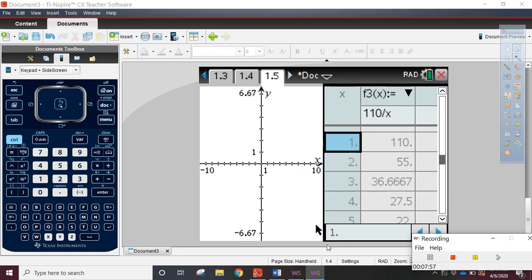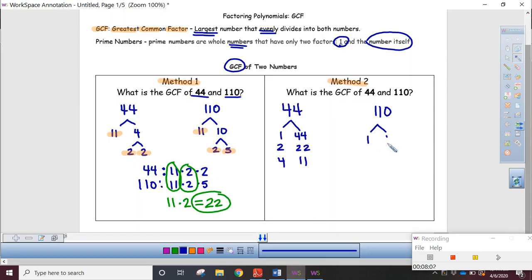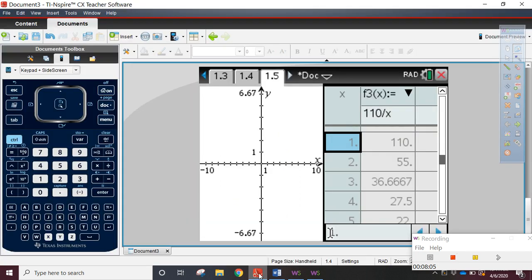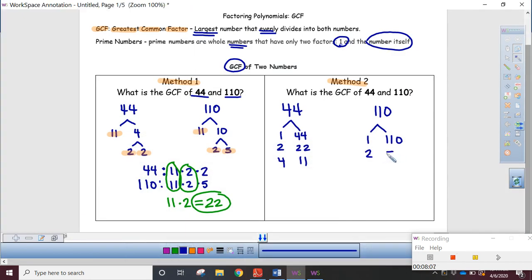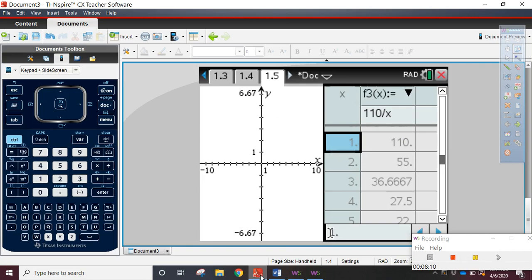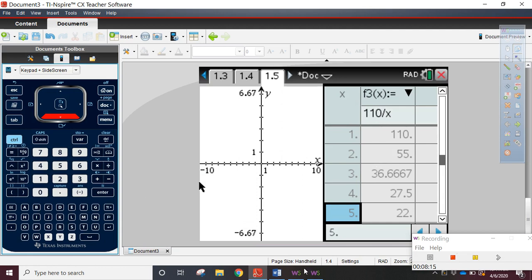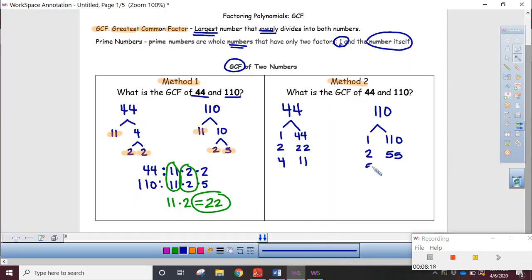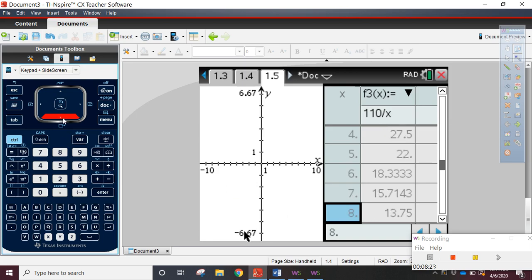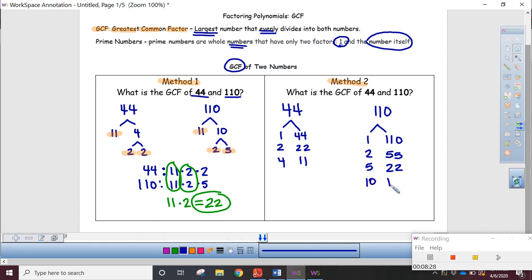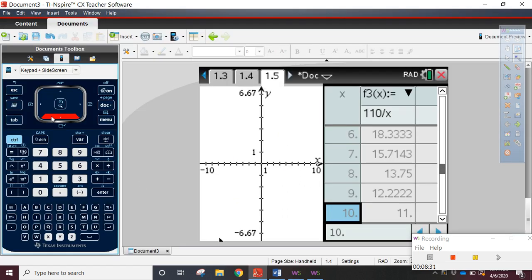So let's look at the first one, 1 and 110. And we come back, 2 and 55. Keep going. We have not a 3, that doesn't give me a whole number, neither does the 4. We have 5 and 22. And we keep going down. We have 10 and 11, and 11 and 10. Now, once the numbers repeat, that means that you have found all of the factors.